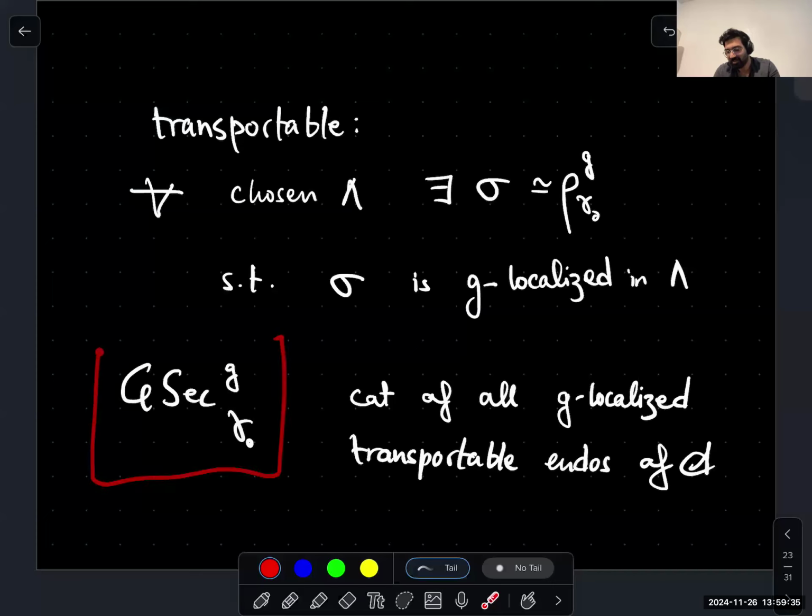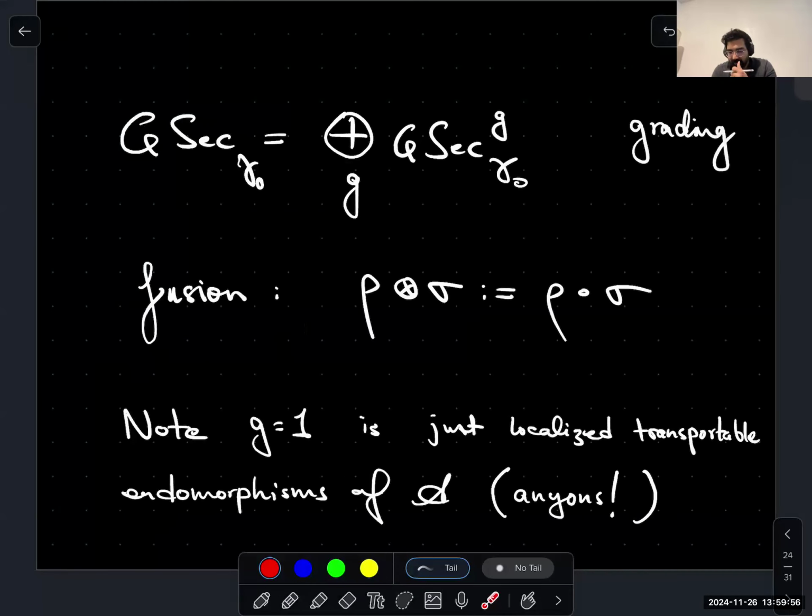Okay, so let's define our category to be G-SEC(G, gamma 0). This is the relative classification that Omar was talking about. This object is also going to be an input in our category, and this G is an input because it's a G localized object that we're thinking about. Now I can define the main category, G-SEC gamma 0, which is just a direct sum of all of these different G components over all g in the group G.